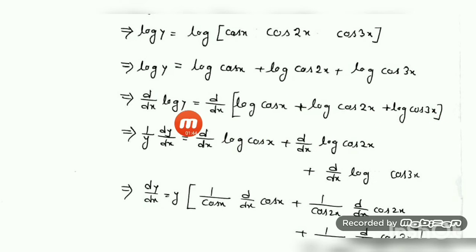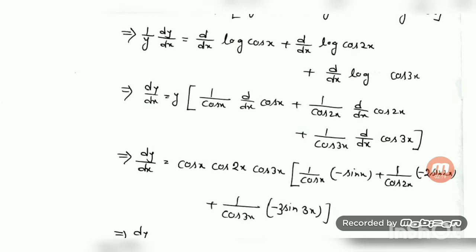Now you see here, if you think of y as x, it converts to log x form. That means the chain rule can be used. So I think of it as y, and d/dx of log x formula is 1 by x. So it will become 1 by y into d/dx of y. And here you see this is the sum of three functions. So you can use the sum rule. That is d/dx of the first expression plus d/dx of log of cos 2x plus d/dx of log of cos 3x.